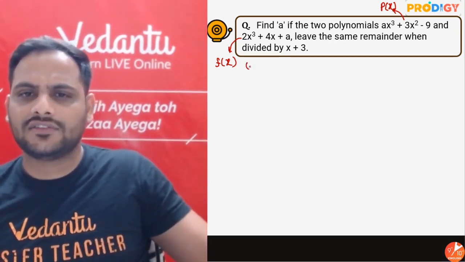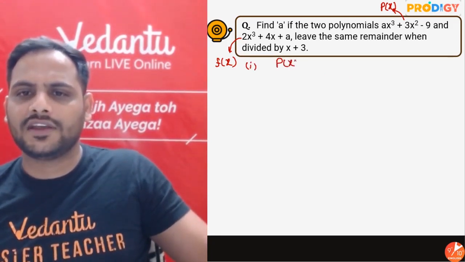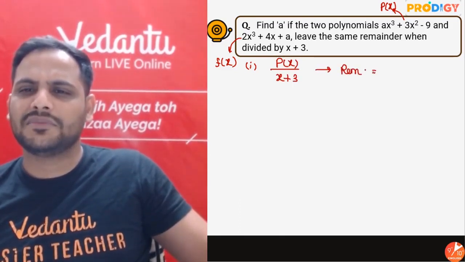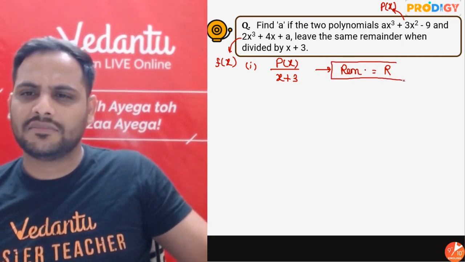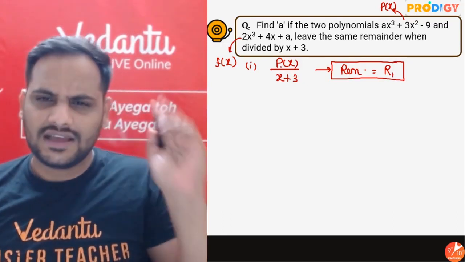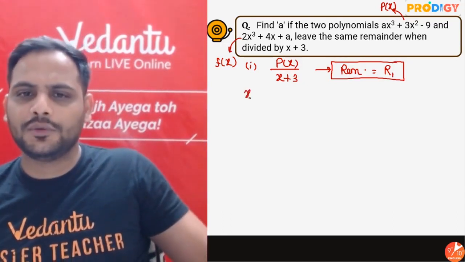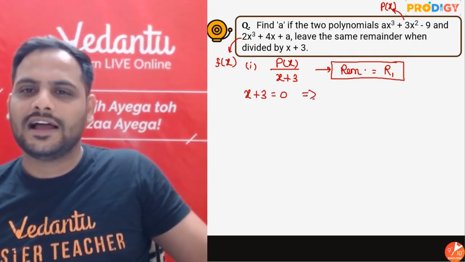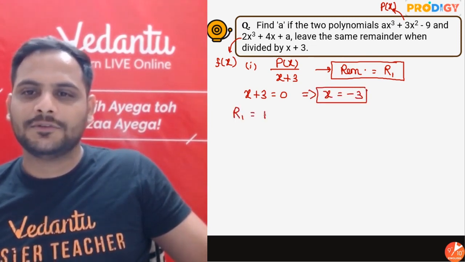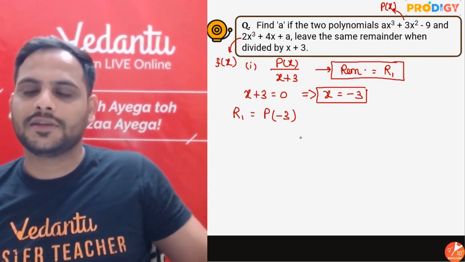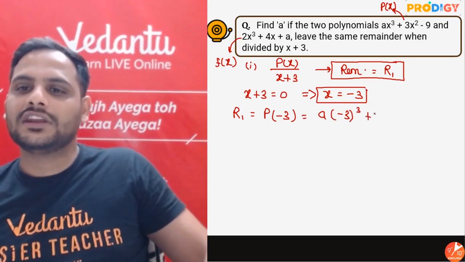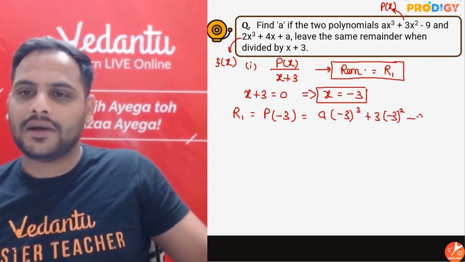So let's start with case 1. If I divide this p(x) by x plus 3, let's say the remainder is r1. Case 1, remainder is r1. So step 1, beta, we all know x plus 3, I will make it equal to 0, and I'll get x equal to minus 3. Step 2, remainder r1 will be the value of the polynomial at x equal to minus 3, which is a into minus 3 cube plus 3 into minus 3 square minus 9.